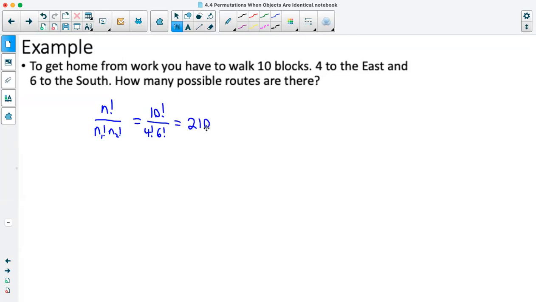So if we have permutations that have identical objects, we cannot use our nPr formula from a previous section. Instead, we have to use this formula here.